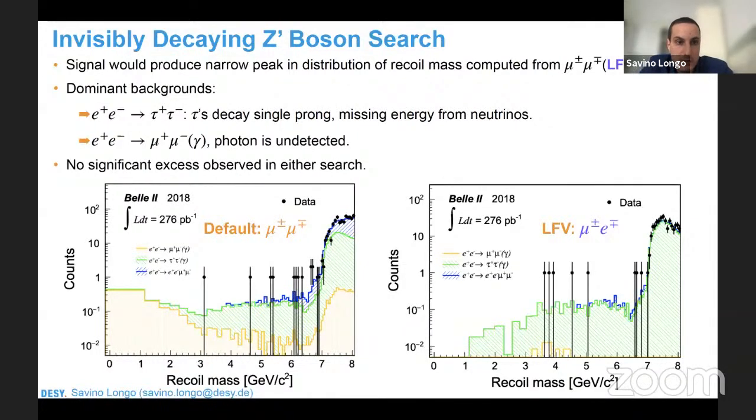The dominant backgrounds, one of the main backgrounds comes from tau pair events. So in this case, the taus can decay single pronged either, and then we have two muons or a muon electron, plus there's going to be missing energy from the neutrinos emitted in the tau decay. Other backgrounds come from radiative muon events, where when the photon's at low energies, it can go undetected and also mimic then missing energy. If we saw a signal, we would expect to see a very narrow peak in these distributions. However, no significant excess was observed in either search. Unfortunately, we don't see a narrow peak in the excess in the data here.